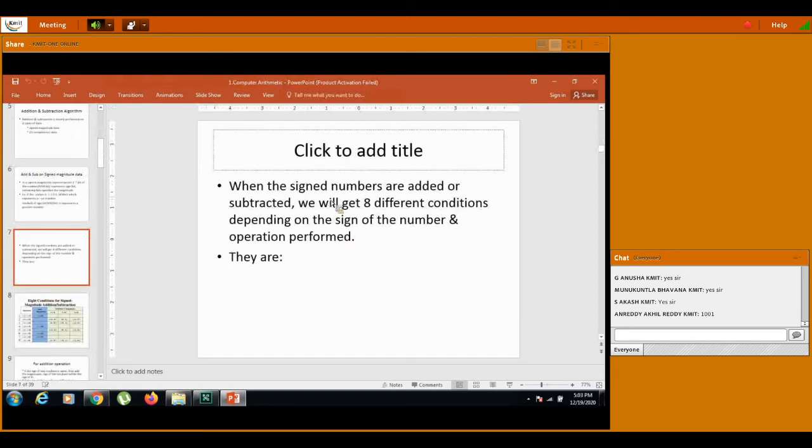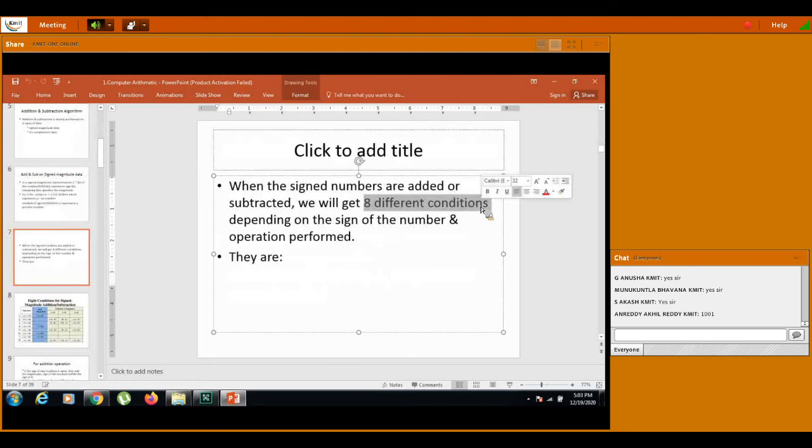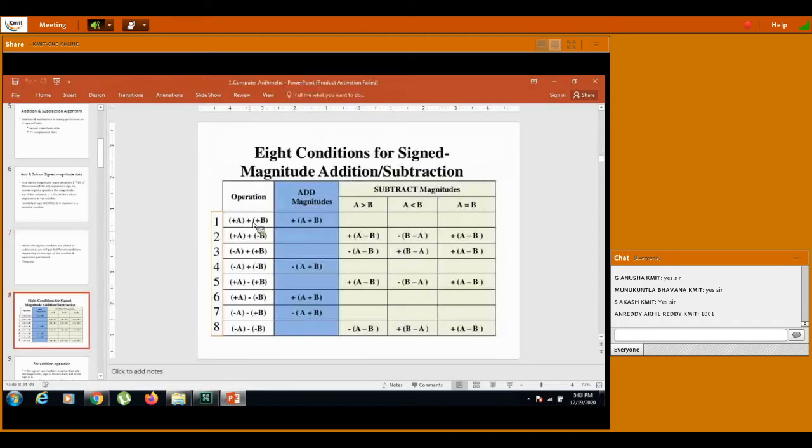So when signed numbers are added or subtracted, we get 8 different conditions, depending on the sign of the number and the operation performed. You have A and B, and if you are doing addition and subtraction, you get 8 possible conditions: plus A plus B, plus A plus minus B, minus A plus B, minus A plus minus B, minus A plus B, plus A minus of minus B. And your output will be like this.